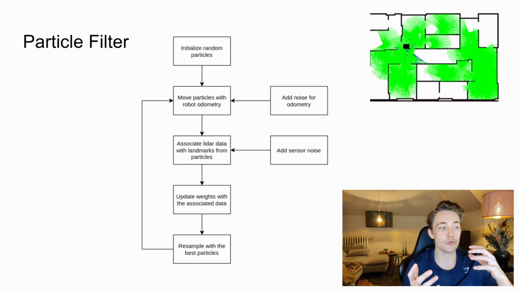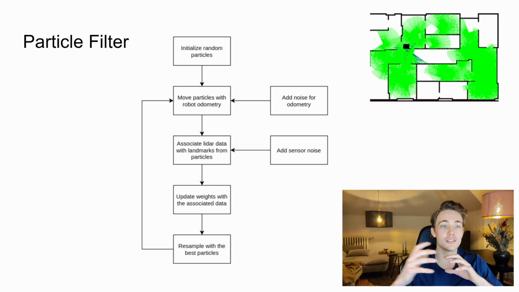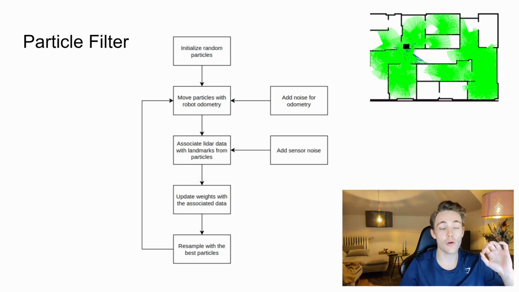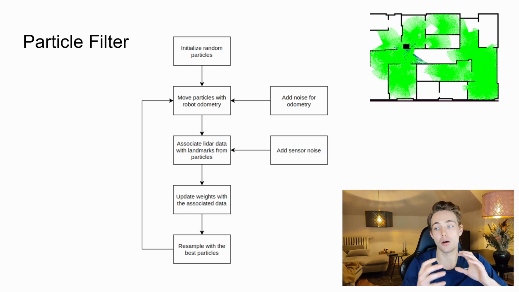And then we're going to associate the lidar data with the landmarks from the particles. So we get landmarks from the particles, what we see from the particles that were spawned randomly around on our map. Then we're going to associate our lidar, which is the measurements from our robot, with those landmarks. We can also add some sensor noise. If we have sensor noise on a lidar, it is often seen that we have a lot of sensor noise when we're dealing with real life sensors.